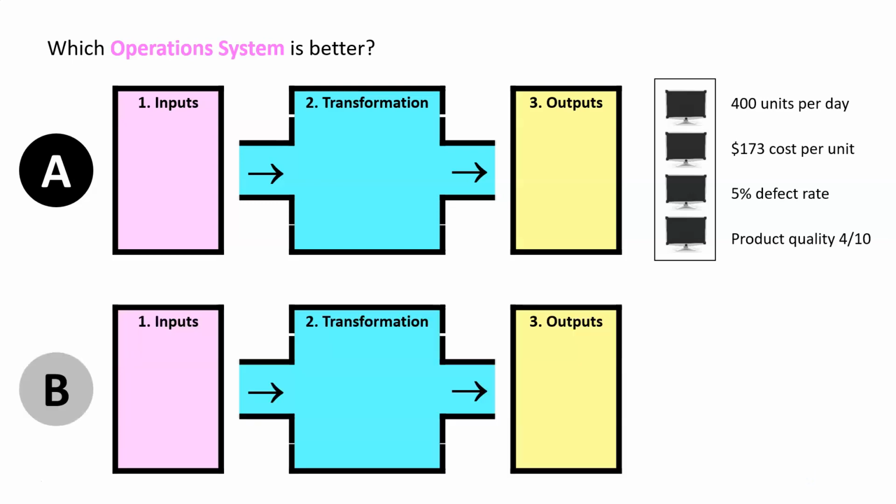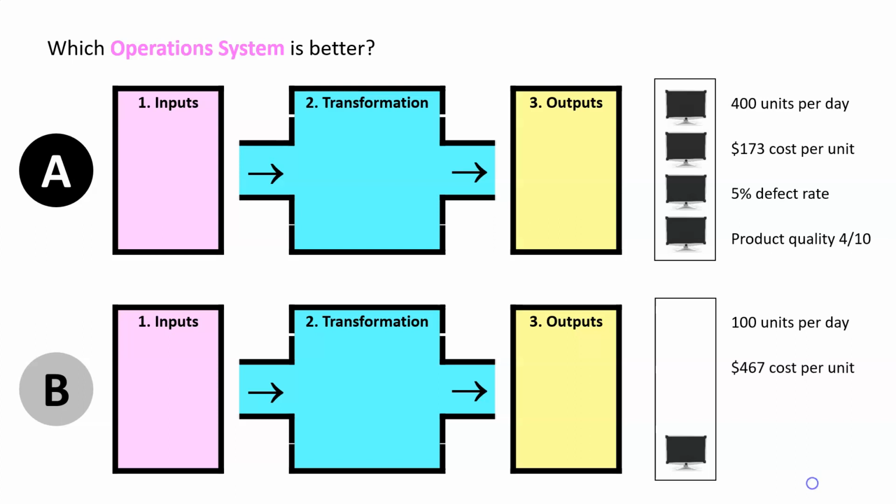Business B also has inputs, transformation, and outputs. It also makes TVs, but it only makes 100 a day. It only makes a quarter of the number of business A. Each unit costs a lot more to make. We're probably going to sell that for more though, so that's the trade-off. And we only have a 1% defect rate, so we don't make many bad TVs in this factory. And customers love it, so it's rated 9 out of 10 product quality.